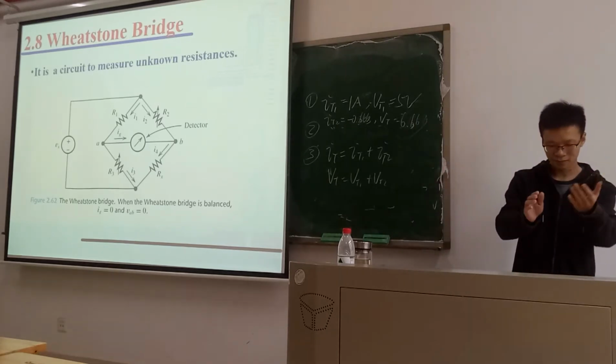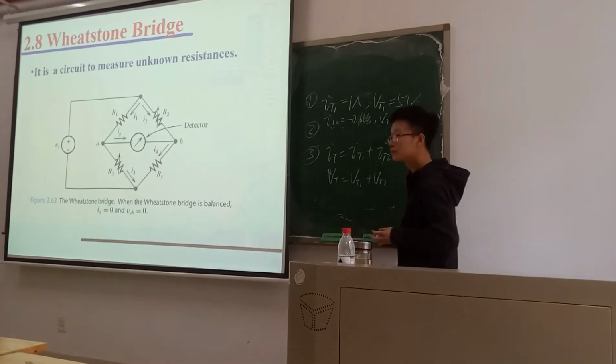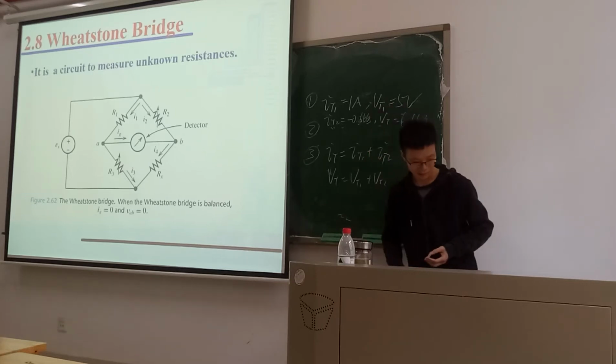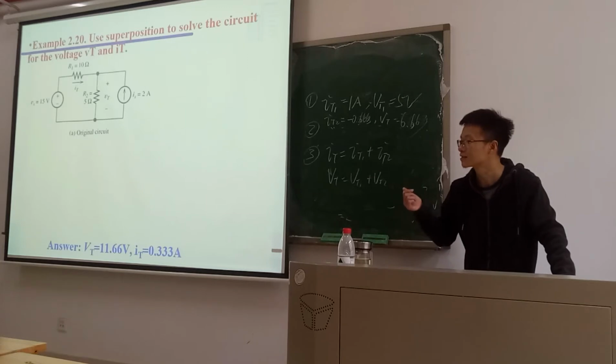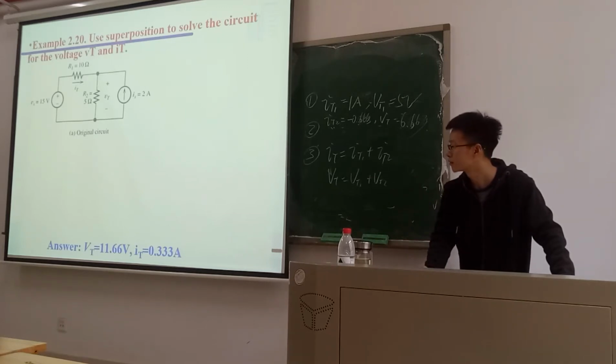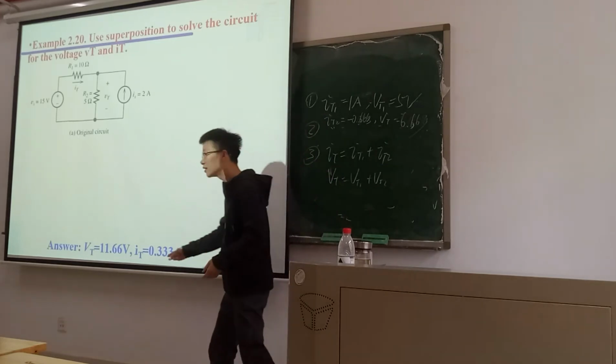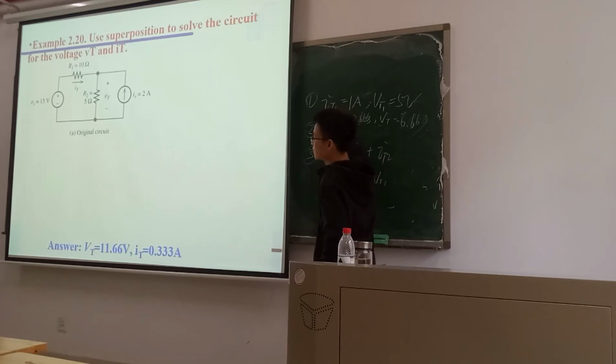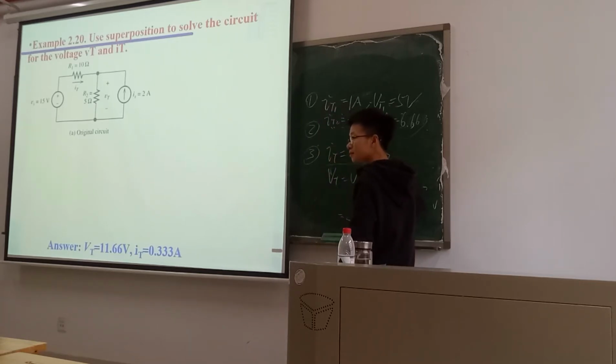The Wheatstone Bridge is... So, do you want to say something? Do you have a problem with the superposition? I think so. Some problem of this. How did it become 0.33? Which IT? IT. We have solved IT acting by the sources individually, right? And then it's 1 and 0.33. Oh, yeah. Okay.